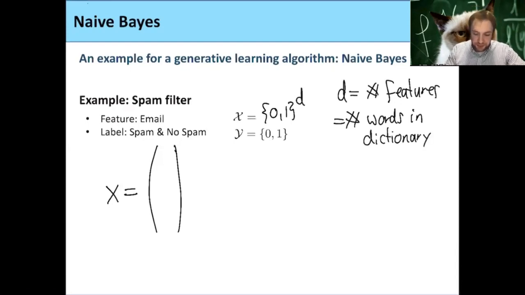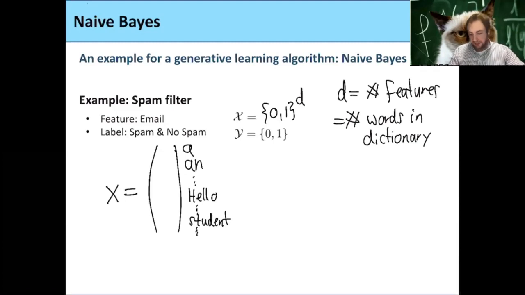So for example, here, the first place could be an A, and then let's say N, and maybe at some point there's the word hello, and maybe at some point there's the word students, and then maybe at the end there's some word with Z.